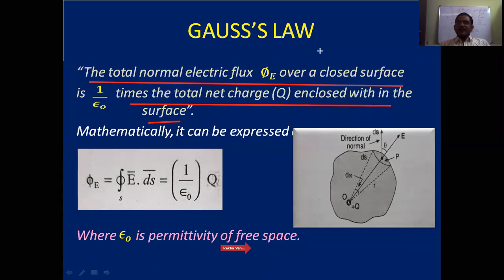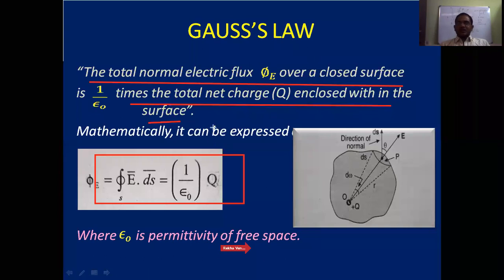So the mathematical statement for Gauss law is this one. Surface integral E bar dot ds bar equals 1 by epsilon naught times the net charge enclosed by this closed surface, where epsilon naught is the permittivity of free space. If the charge is assumed in a dielectric medium, then the formula changes: surface integral E bar dot ds bar equals 1 by epsilon into K.